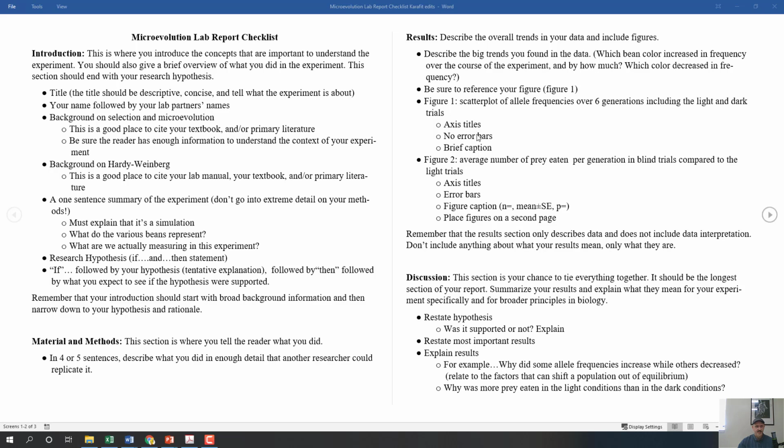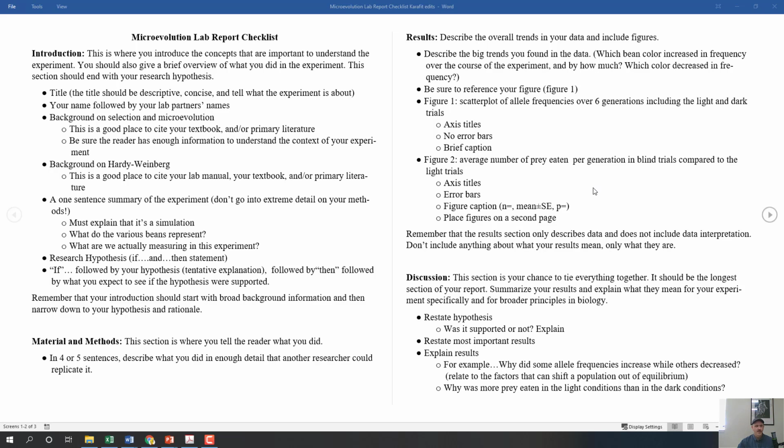And you'll have your axis titles. This will not have error bars because you only did the replications once. And you'll have a brief caption where you can describe overall how much change there was from the first generation to the last generation in each case.